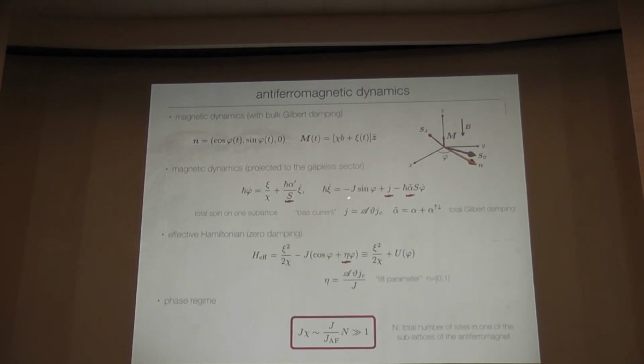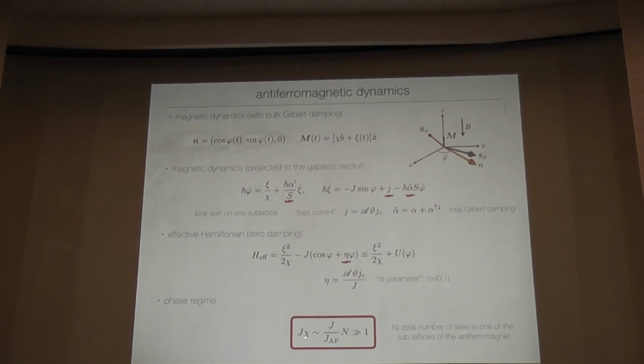If we now notice again that C and phi are conjugate variables, then the effective Hamiltonian which gives rise to this Hamilton dynamics is this Hamiltonian, which looks pretty much the same as the ferromagnetic case. Again, the tilt of the washboard potential is provided by the charge current. And if we want to be in the phase regime, then we want J times chi to be much greater than 1.